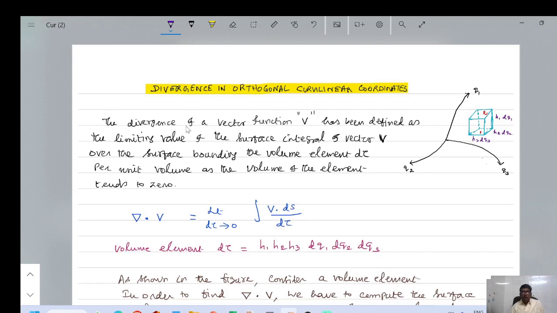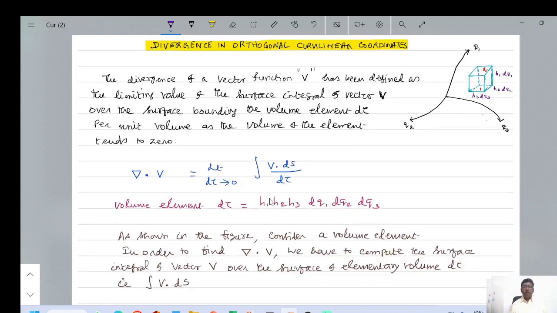Now read this. The divergence of a vector function v has been defined as the limiting value of the surface integral of vector v over the surface bounding the volume element d tau per unit volume as the volume of the element tends to 0. In general, the divergence of a vector points out outward flux per unit volume. Here the volume element d tau is equal to h1 h2 h3 dq1 dq2 dq3.